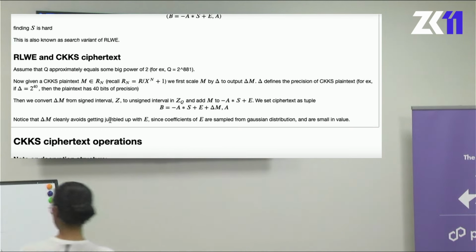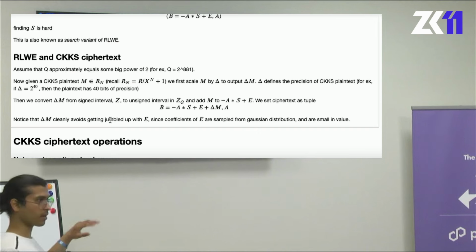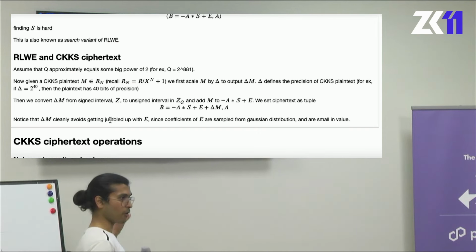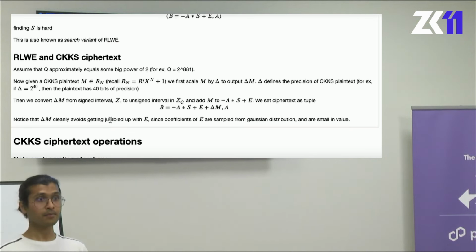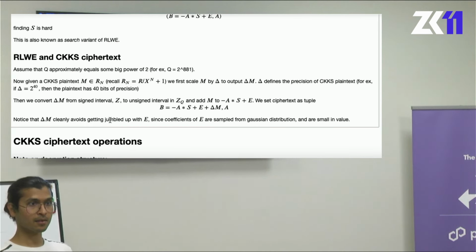You just multiply the coefficients of M by delta. And delta is 2 power 40, 2 power 50, like I mentioned before, your precision values: how much precision you want in your calculations. What's the role of delta? Yeah, the role of delta. Okay.